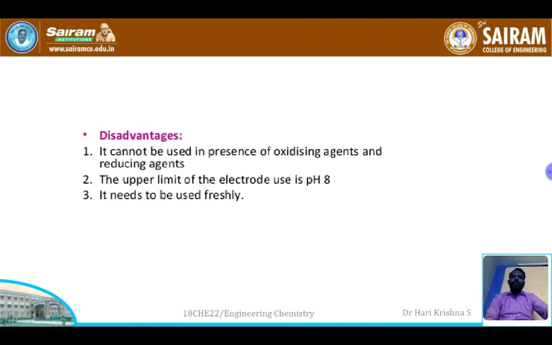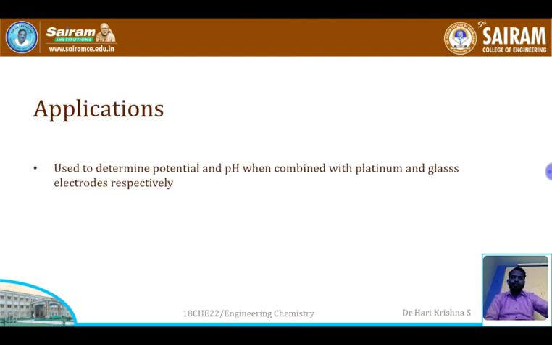Any electrode will have advantages as well as disadvantages. Let us see the disadvantages of the Calomel electrode. It cannot be used in the presence of oxidizing or reducing agents. The upper limit of the electrode is pH 8, and it needs to be used freshly.